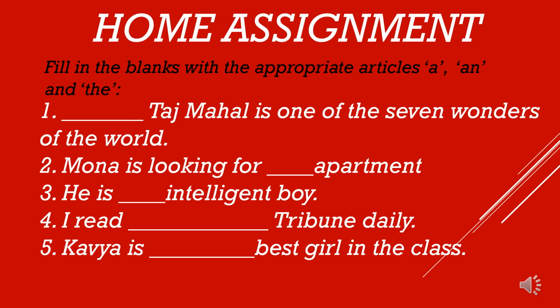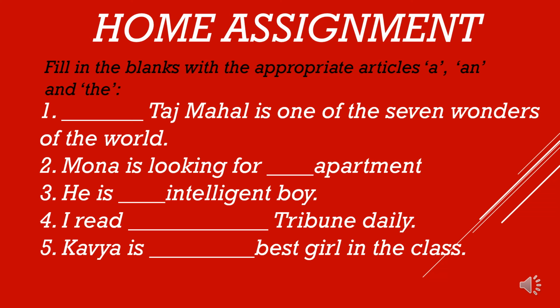Next sentence, Mona is looking for dash apartment. So dear students, apartment is starting with the vowel sound. With which sound? Vowel sound. Apartment. A. A is a vowel sound. So we will put an. Mona is looking for an apartment. I hope you just remember the sound list.